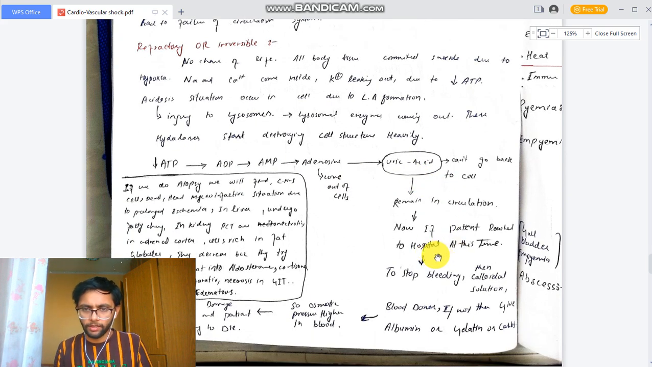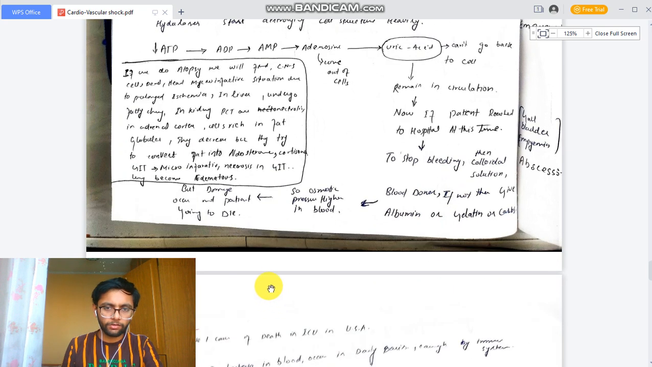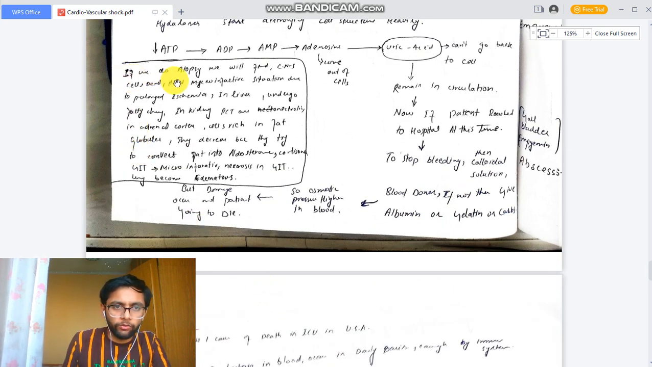Now, if the patient reaches the hospital in the third stage, first of all we have to stop the bleeding, then give colloidal solution, then a blood donor. If that is not given, then albumin or gelatin to maintain the osmotic pressure. If we do an autopsy, for example, we can see what damage is done on a patient going to die. So these are the situations in the third stage.